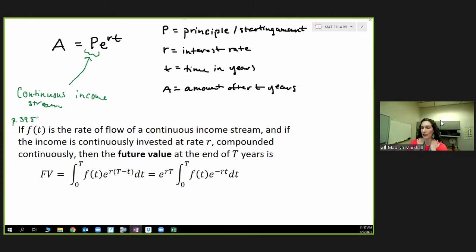Okay, so we have the same sort of starting off point. So if f of t is the rate of flow of a continuous income stream, so that's what we were talking about in the previous example, and if income is continuously invested at rate r compounded continuously, so as this income stream comes in, we're investing it in an account that has an interest rate of r and is compounding continuously, then the future value at the end of T years, so that's a capital T. The difference between the little t and the capital T is important.